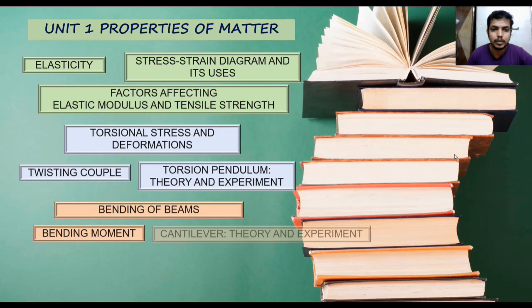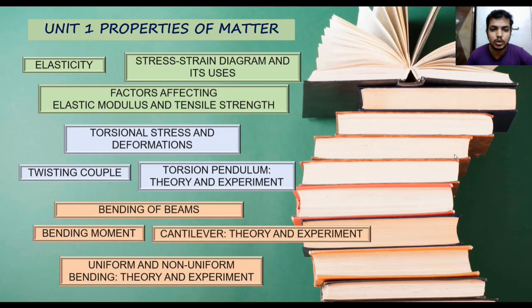Then bending of beams. One of the best examples for bending is the cantilever. How does it bend? It bends because of the external application of force. There are two experiments, uniform and non-uniform bending. That experiment and the theory will be studied here in this first chapter.